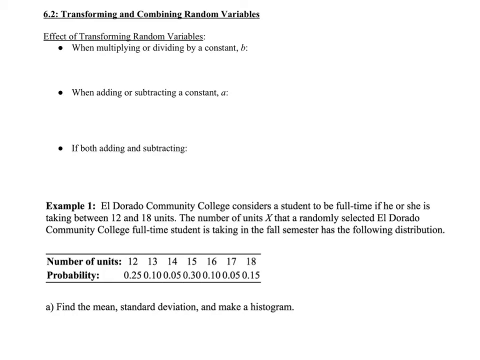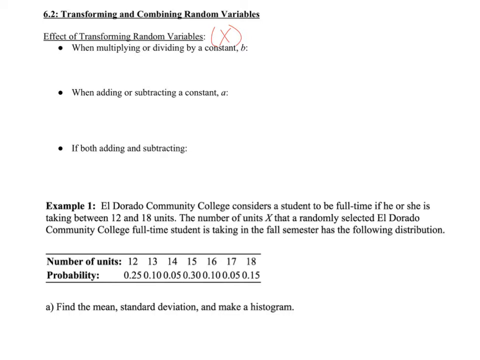Section 6.2 is about transforming and combining random variables. So we're going to start with transforming them. And by transforming, I mean multiplying by something, dividing by something, adding something, and subtracting something. For the first thing, we have a few rules, and these are going to look kind of familiar. You've seen them before. So first of all, when you're multiplying or dividing something, let's say we're doing this to a random variable, and we're going to call the random variable x.